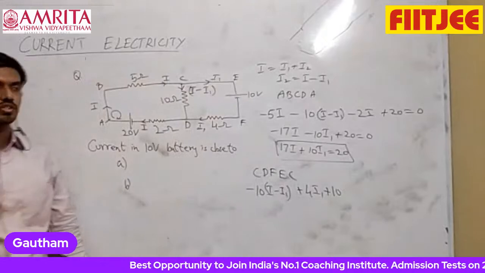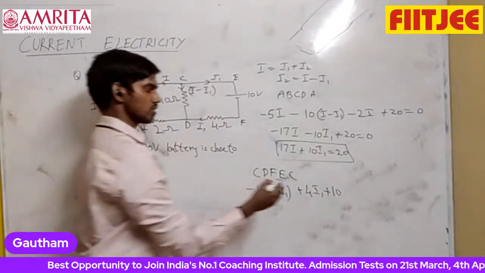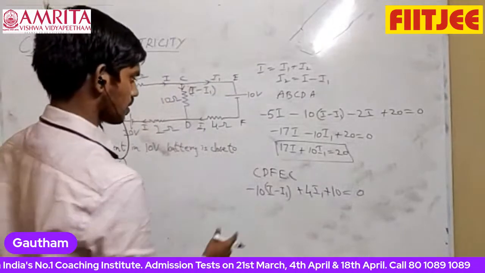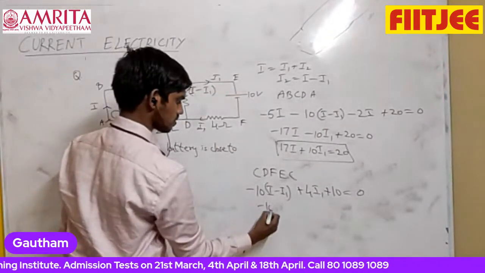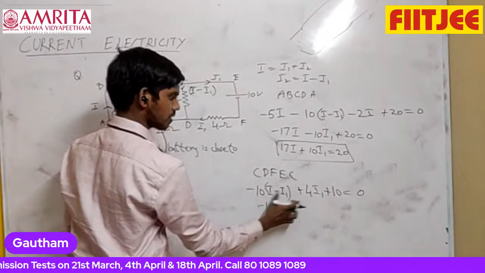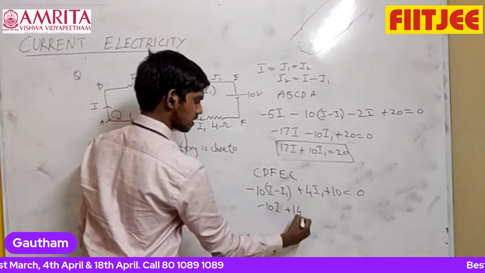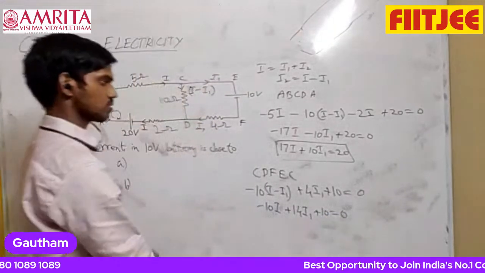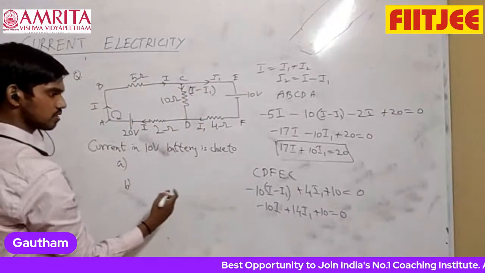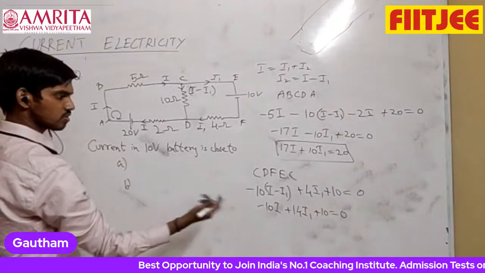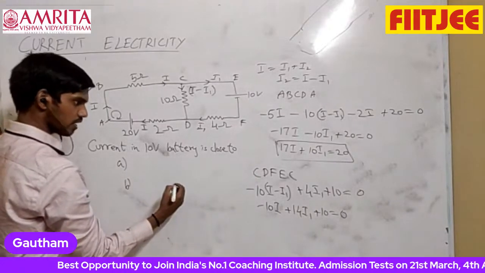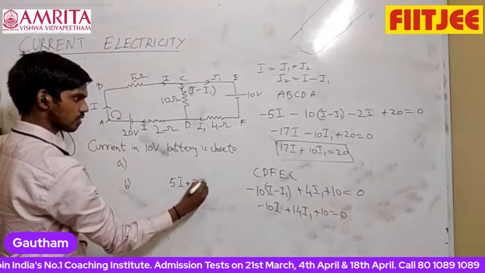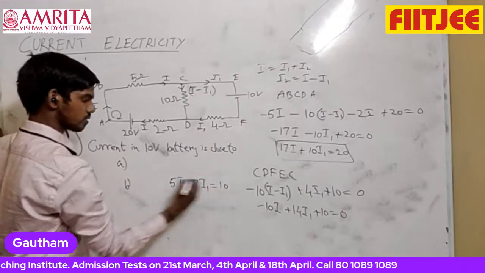E to C, there is no resistor. So this is the third equation. This will give you minus 10I plus 10I1 plus 4I1. So plus 14I1 plus 10 equal to 0. Or you get, take it to the other side, 10I plus 14I1, or 5I plus 7I1 is equal to 10.